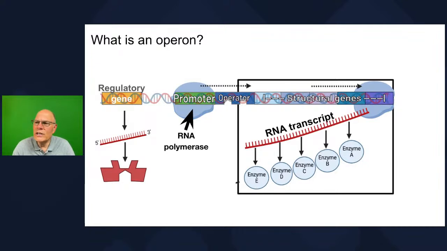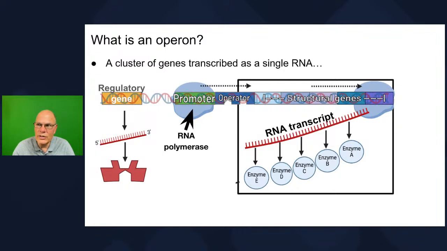So what's an operon? It's a cluster of genes transcribed as a single RNA. So in other words, here you have a bunch of structural genes, one gene followed by another, followed by another, followed by another. And those are all transcribed as one RNA transcript, which later gets processed into multiple RNAs, which produces multiple proteins. Okay, so that's one definition for an operon, a cluster of genes transcribed as a single RNA.